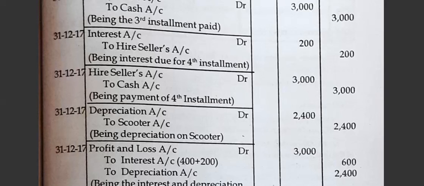Go to the format and go through the entries. First calculate interest, then pass the entry. The date you have to write properly. If it is half yearly, then it is on June and December, 2 times you will get in a year.